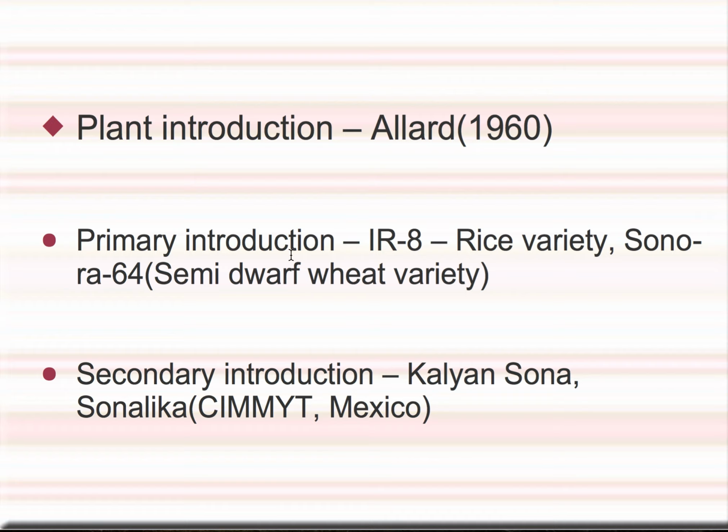And if we come to secondary introduction, it is when the introduced variety is subjected to selection in order to isolate a superior variety out of it, or may be hybridized with a local variety in order to transfer one or few desirable characters to the local variety. Examples are Kalyan Sona and Sonalika varieties, which are selected from the material introduced from Sonora, Mexico.